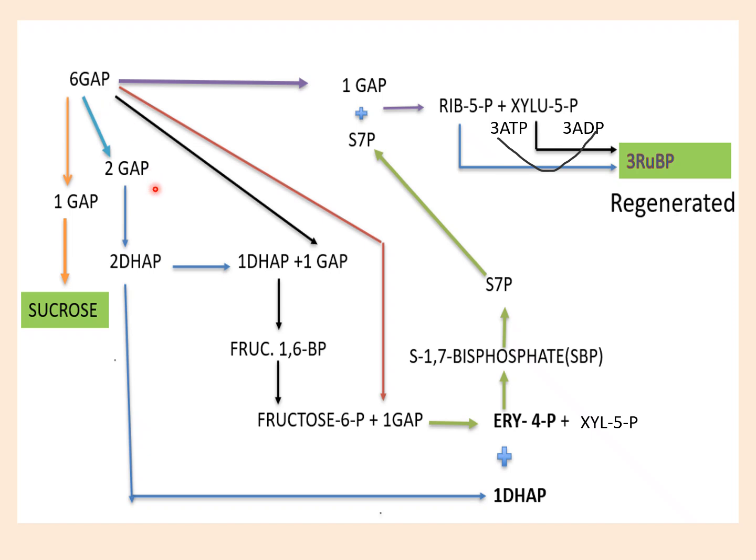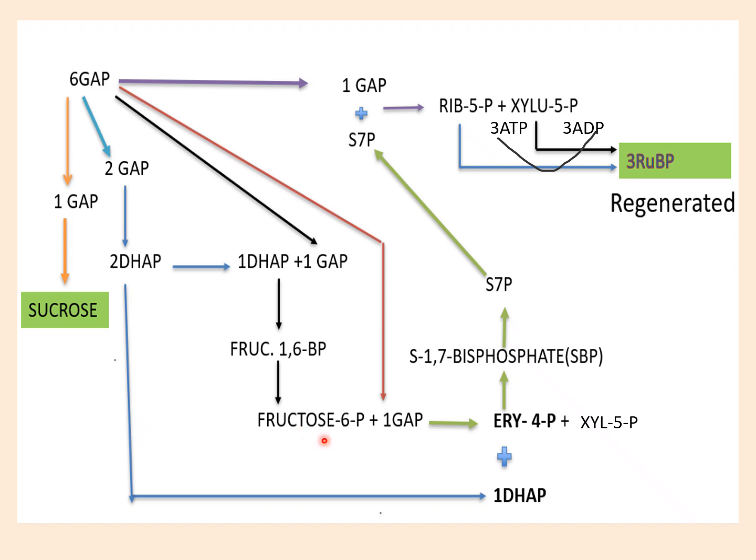Out of the 5, 2 more are converted into dihydroxyacetone phosphate, 2 molecules of DHAP. Out of 2 DHAP, 1 is immediately converted along with 1 more molecule of GAP into fructose 1,6-bisphosphate. So 3 carbon from DHAP, 3 carbon from one more GAP, glyceraldehyde 3-phosphate, and we create a 6 carbon fructose 1,6-bisphosphate molecule, which is then converted into fructose 6-phosphate.